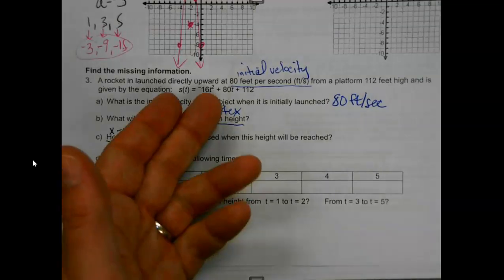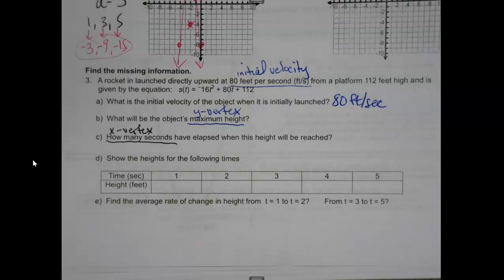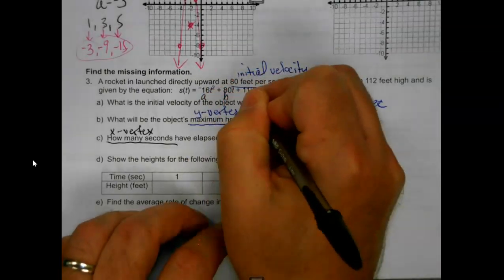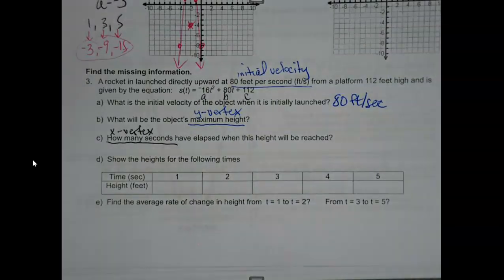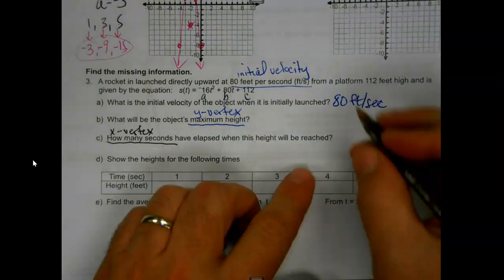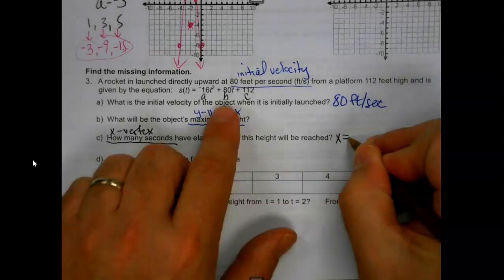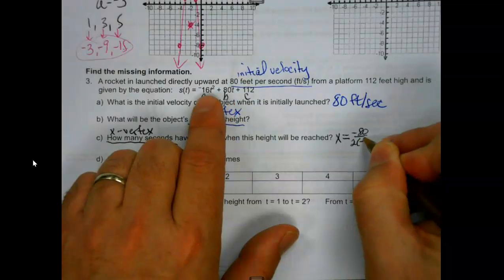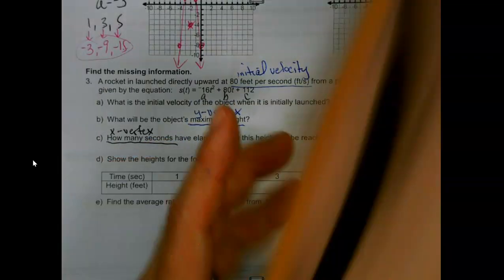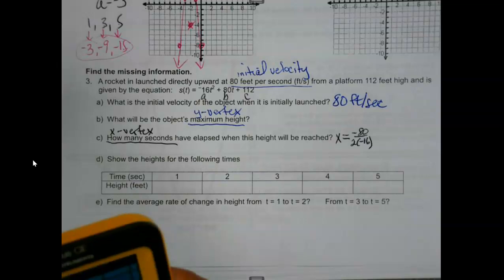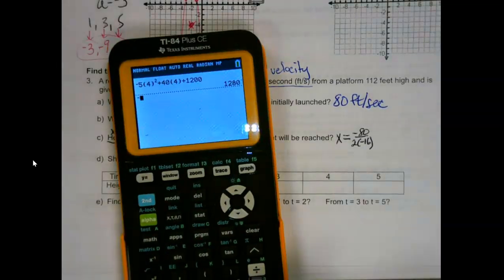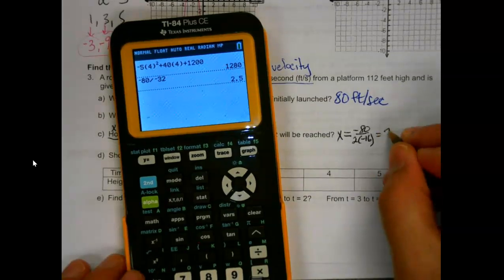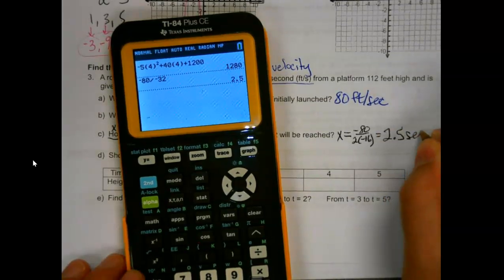Now, we wish that this was in vertex form. That would make this easier, but it's not. So I just do a little A, B, and C action here. And we're like, all right, so x is the opposite of b over 2a. That is not going to come out clean. So let's do -80 divided by -32. 2.5. 2.5 seconds.